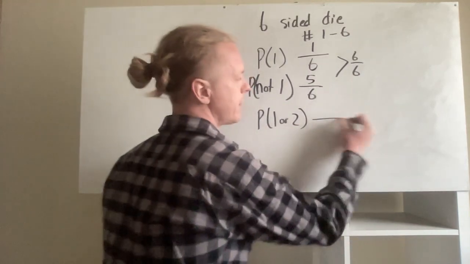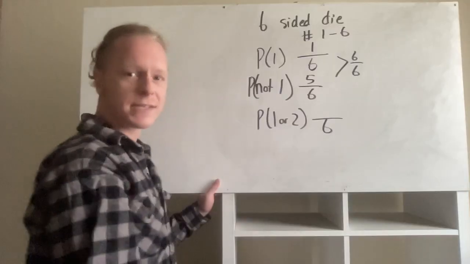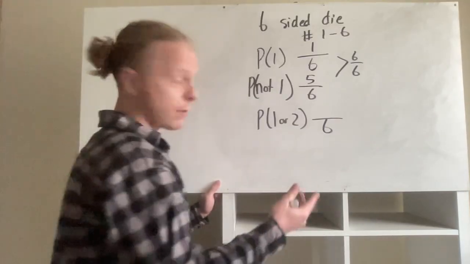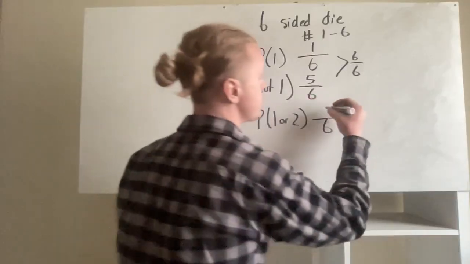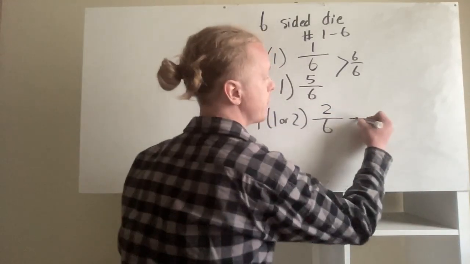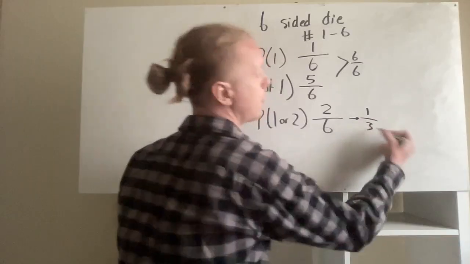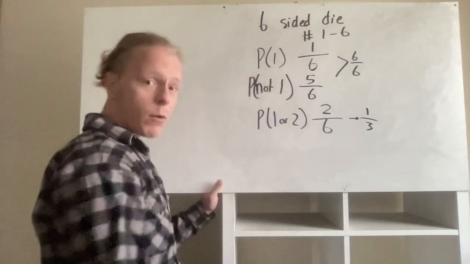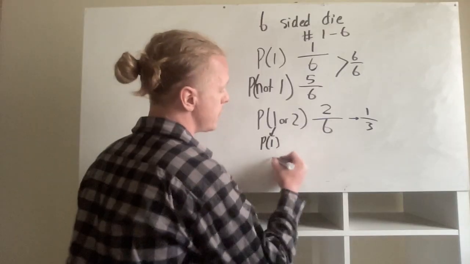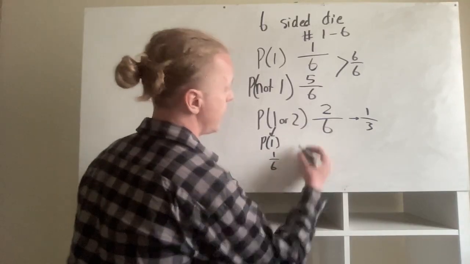Well, there's still 6 sides on my die, 6 total possibilities. But of those 6 possibilities, how many of them am I happy with? 2 of them, right? So 2/6. Or if we simplify that, 1/3.